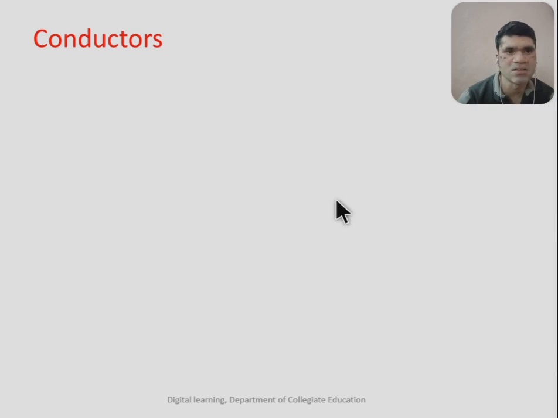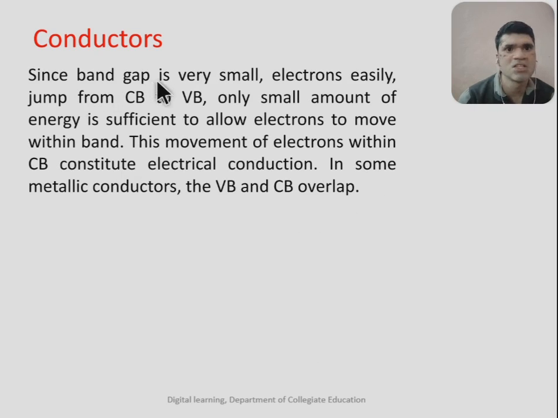So conductors, based on the band theory of solids, we can define conductors. Since the band gap is very small, electrons easily jump from the valence band to the conduction band. Only a small amount of energy is sufficient to allow electrons to move within the band. This movement of electrons within the conduction band constitutes electrical conduction. In some metallic conductors, the valence band and conduction band overlap.